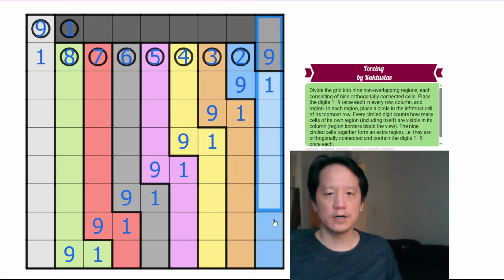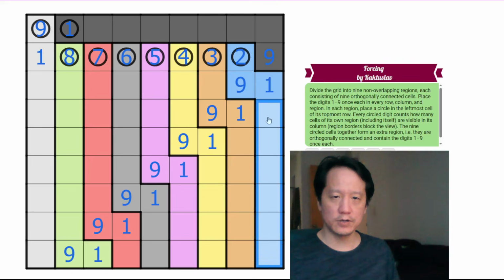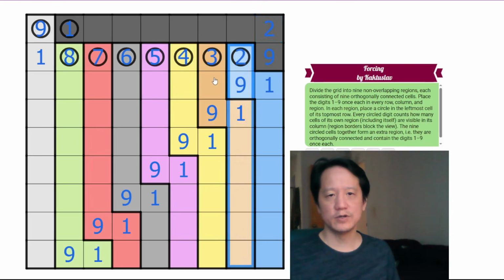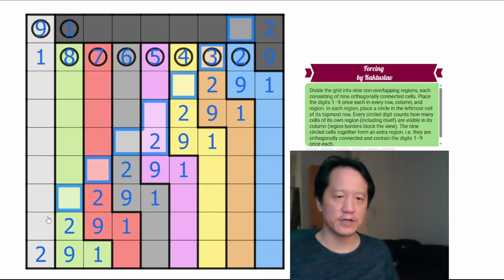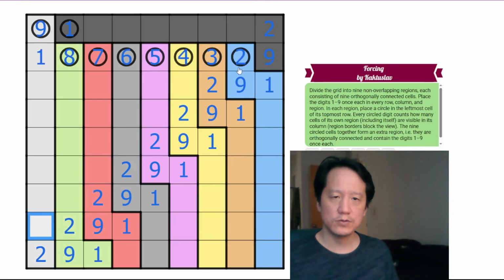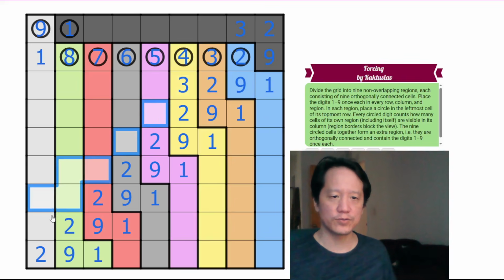We're missing 2 in column 9, it can't be here, so it must be here. 2 can't be here in the orange region, so it must be there. Can't be here now, so therefore all of these are 2. And it's going to be 3 along the diagonals also. So where's 3 in column 8? It has to be here. Can't be here in yellow, so it must be here. Therefore, these are all 3s.